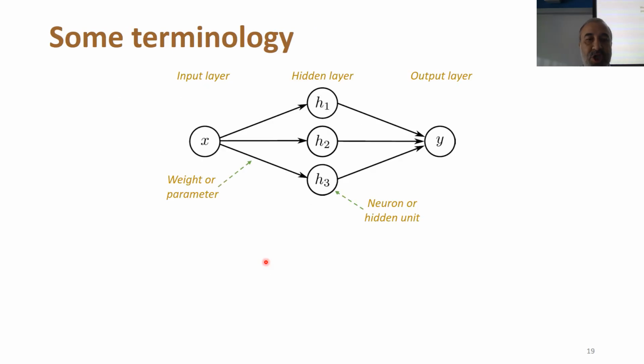So again, some terminology. These are the weights or the parameters. These are neurons or hidden units. Usually we look at the network in layers. This is the input layer. We always have one input layer and one output layer and one or more hidden layers. In shallow neural networks, it's just one hidden layer. That's why we call it shallow. So we have just one hidden layer here, one input, of course, and one output.